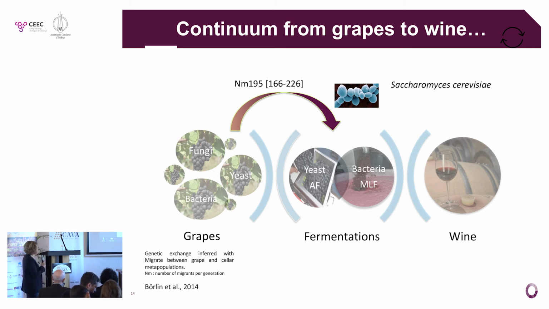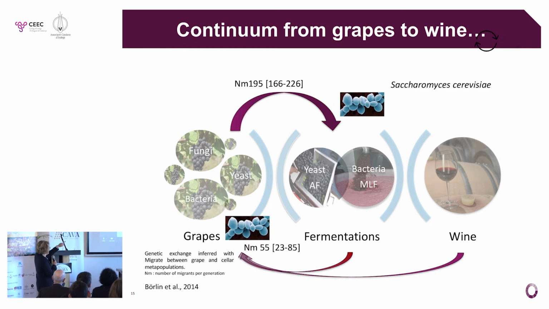But we also have evidence that there is a flux back, which is less. It's 55 migrants per generation. So it's a kind of continuum from grapes to wine. Grapes will inoculate grape juice, and grape juice and fermentative cellars will also inoculate the vineyard.